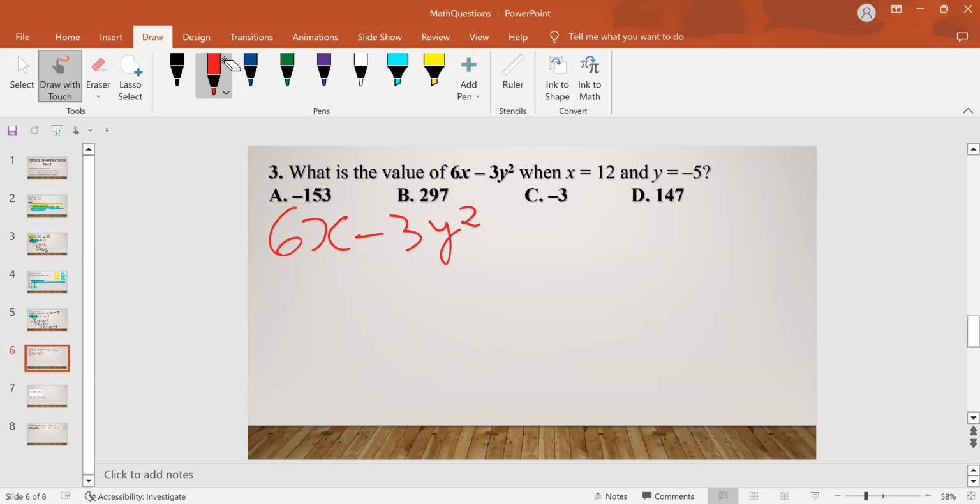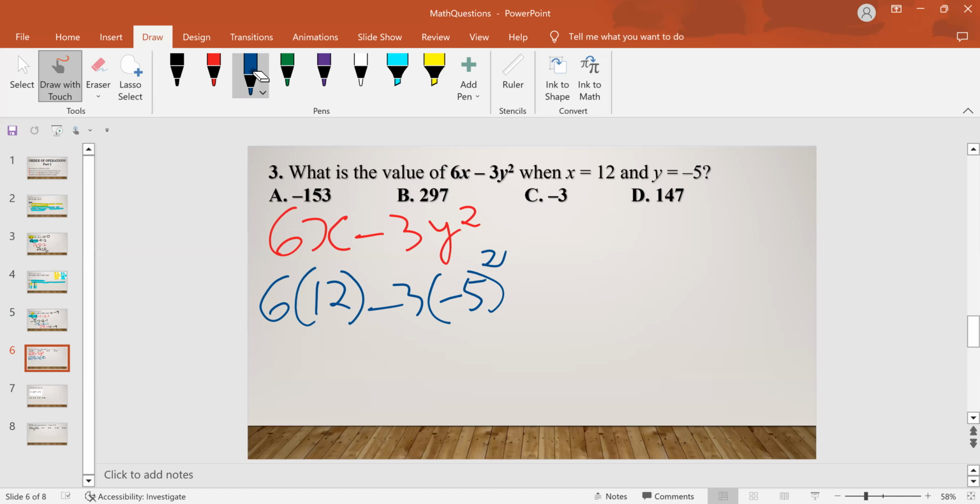So if you replace x by 12, you're going to have 6 multiplied by 12. Remember, I'm using parentheses to represent the multiplication. So 6 parentheses 12 means 6 multiplied by 12, minus 3 parentheses. The y value here is negative 5, to the second power. Order of operation. Okay, so in this expression, we'll first do the negative 5 raised to the second power.